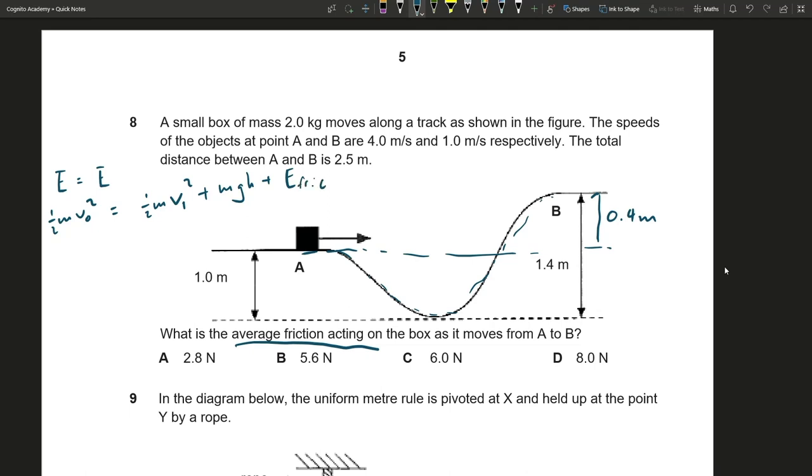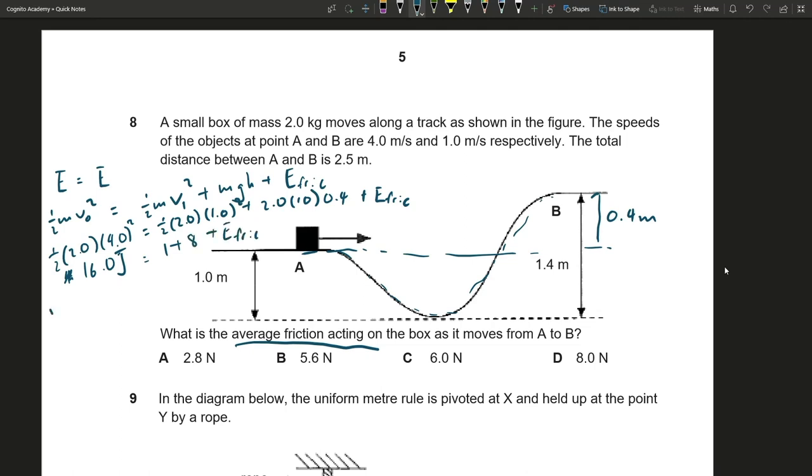And this half mv squared is half times 2.0 times 4.0 squared, which is 16.0 joules, equal to half m v1 squared. v1 is 1.0, so it's half times 2 times 1.0 squared, plus mgh, which is 2.0 for m, g let's take to be 10, and h is 0.4 because that's the increase in our height, plus E friction, which is the energy loss to friction. So here we have 1 plus this thing is 8 joules plus E friction.